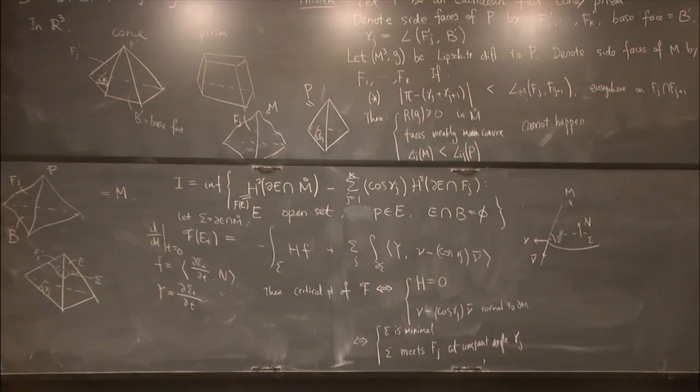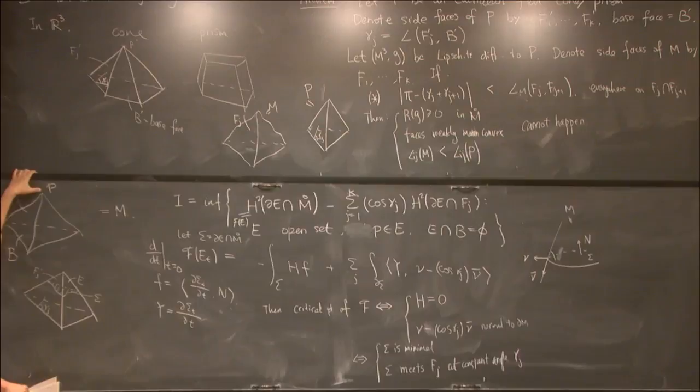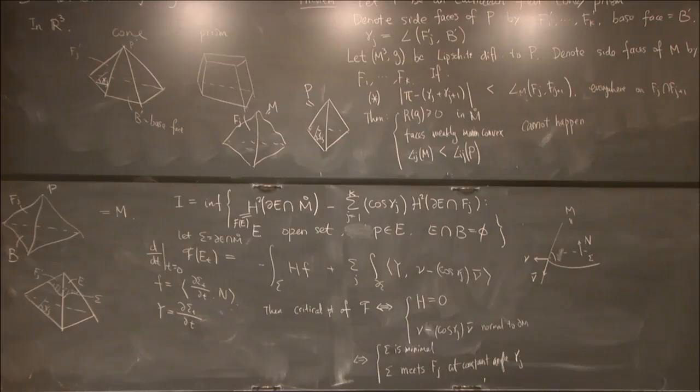So how do you know you have a non-trivial minimizer? In general, that's because you can take the tangent cone at P. It's basically because the dihedral angle along P is too small. Then it's a local argument. Okay, that's a good point.